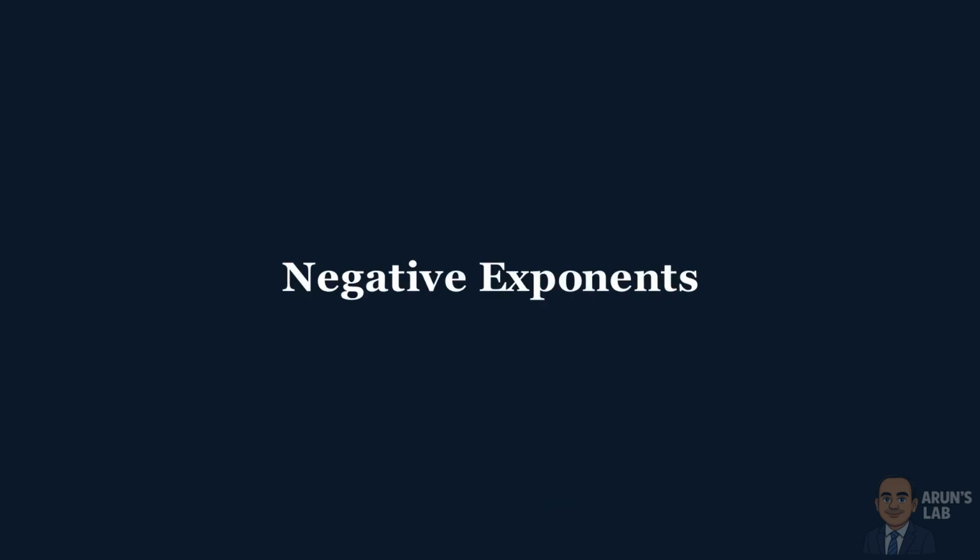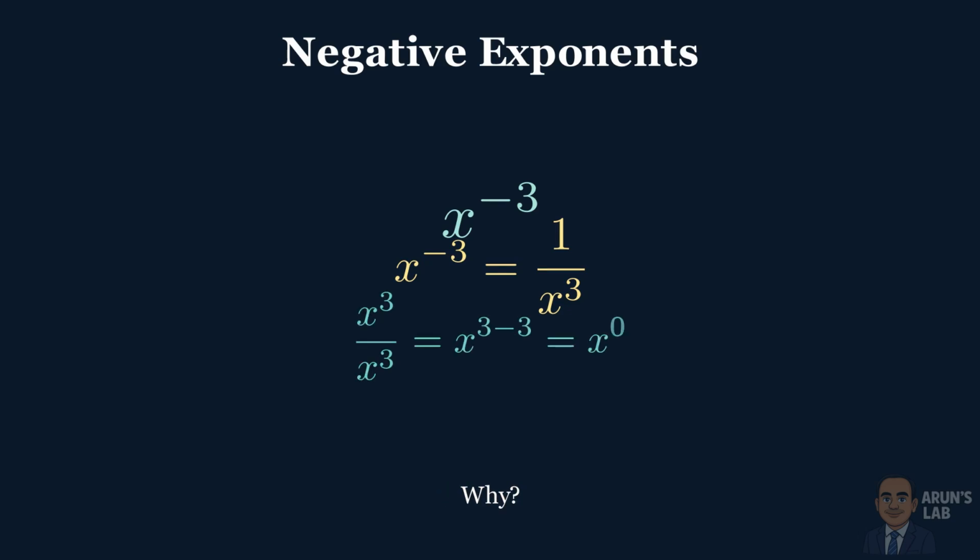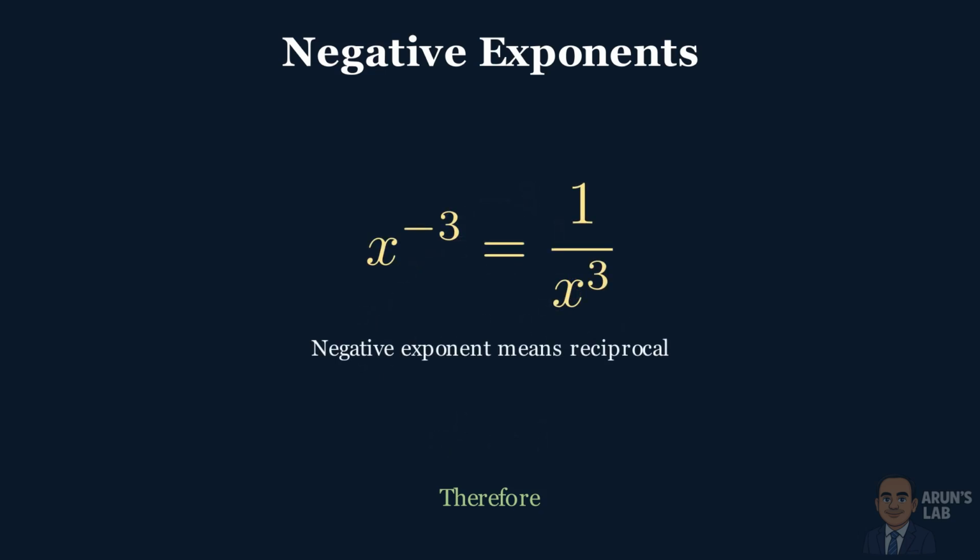What does x to the power minus 3 mean? It does not mean a negative number. It means reciprocal. x to the power minus 3 is equal to 1 by x cubed. Why? Because x cubed divided by x cubed is equal to x to the power 0. That is 1. So any number raised to the power 0 is equal to 1. Therefore, x to the power minus 3 is equal to 1 by x cubed. This rule is named the negative exponent rule.